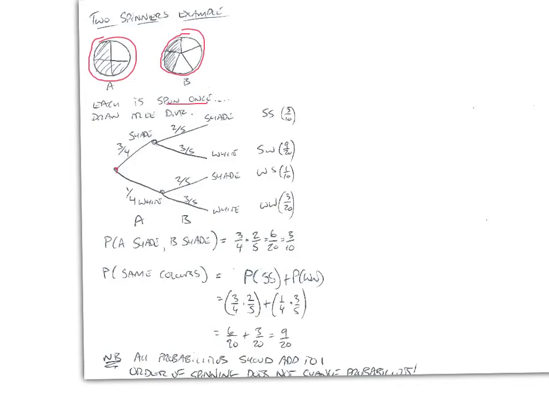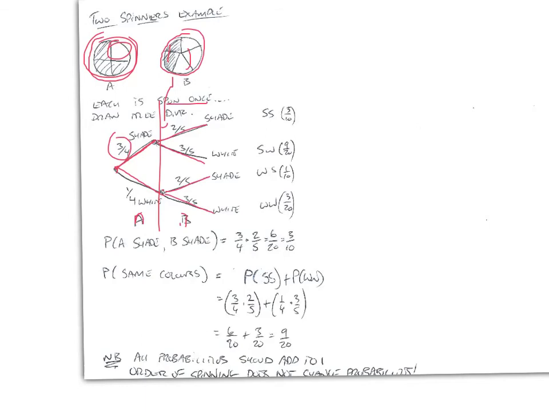Let's do the tree diagram. If we spin spinner A, then the chances that we'll land on a shaded part are 3 in 4, and the chances that we'll land on the non-shaded white part is 1 in 4. Okay. If we then spin spinner B, the chances of getting shaded are 2 in 5, and unshaded or white 3 in 5.